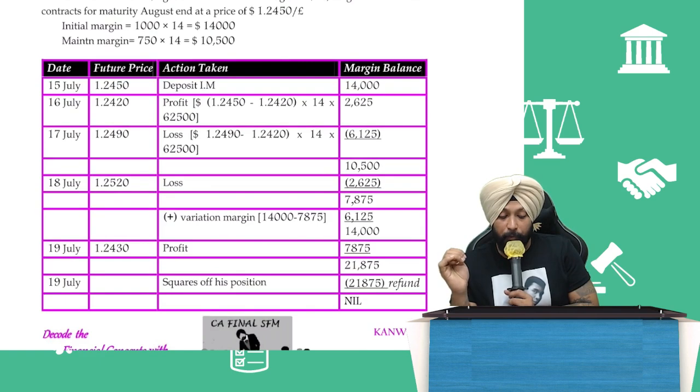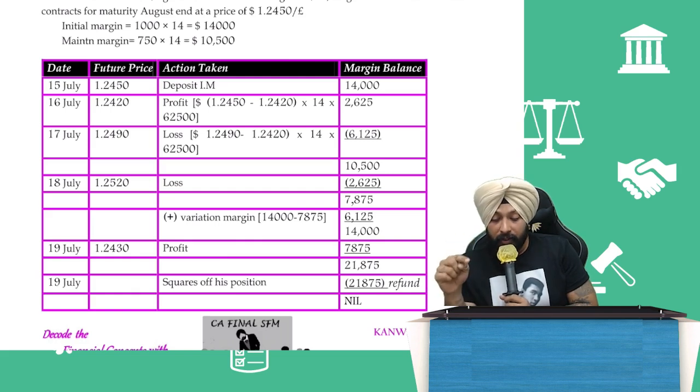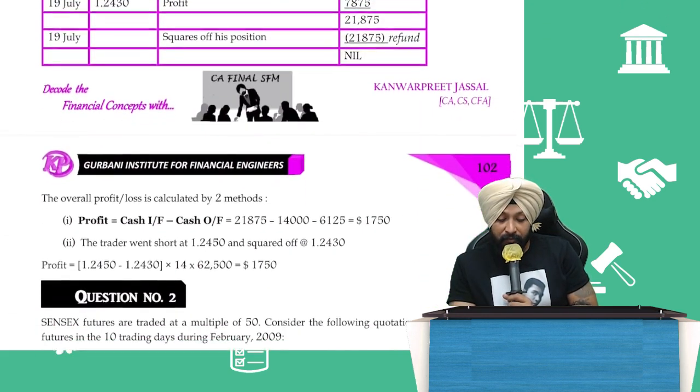Next day it becomes 1.2520. There is a loss. Okay, and because your balance now has gone to 7875, you will have to deposit the variation margin. How much variation margin is to be paid to bring the balance back to the levels of initial margin? Okay, and finally he squares off his position, so he will get 21,875.